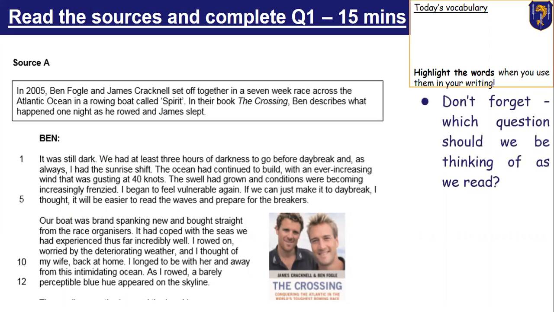So what I want you to do is have a look through the extract in front of you, lines 1 to 12, which we've been asked to refer to. This is from Ben Fogle and James Cracknell's 7-week race across the Atlantic Ocean in a rowing boat called the Spirits. In their book, The Crossing, Ben describes what happened one night as he rowed and James slept. So have a look through the extract and have a go at shading in the 4 statements that you think are true. So I'll read the extract to you.